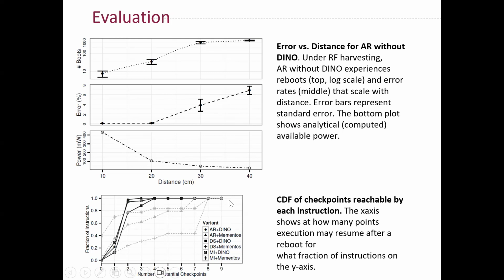And then again, the last graph is something which has to do with control data flow. So this shows a CDF of points where execution may resume after a reboot for all instructions in all the three benchmarks. You can see that for DINO, the number of points where execution might resume is small, never more than 4, and in most cases just 2. Whereas for dynamic checkpointing like Mementos, which was a previous paper, the number is much higher.